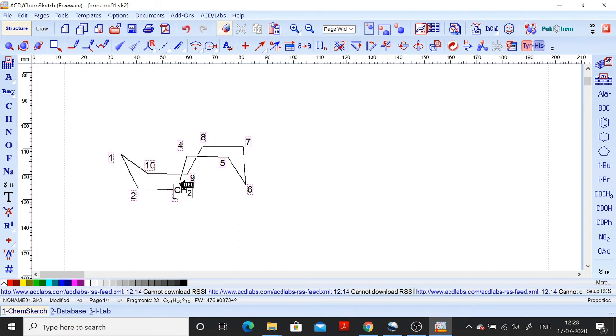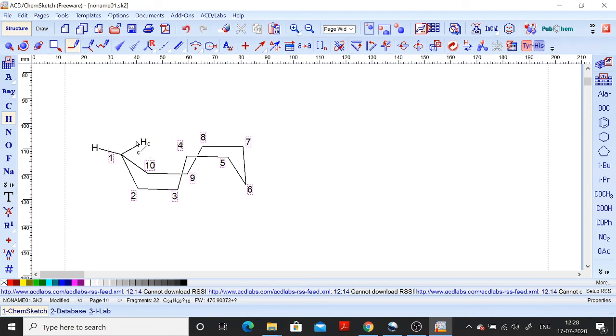This is kind of like a boat. In between there is a chair form, and again this is an inverted boat. So we call this the boat chair boat conformation. Now in this boat chair boat conformation, let us concentrate on carbon number 1. This carbon has two hydrogens, one is here and one is here.